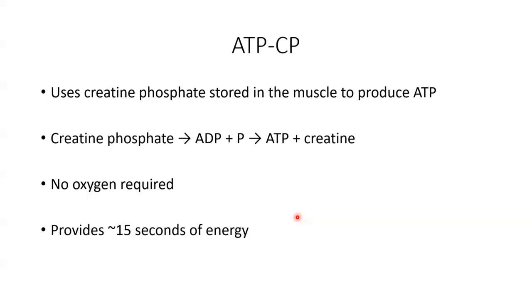However, the total store of creatine phosphate in the muscle is only very small, so we only produce 1 molecule of ATP per cycle, and this only provides energy for approximately 15 seconds of muscular activity. So this system will fuel muscular contraction in activities that are high intensity but of short duration. So think activities like sprinting or heavy weightlifting.